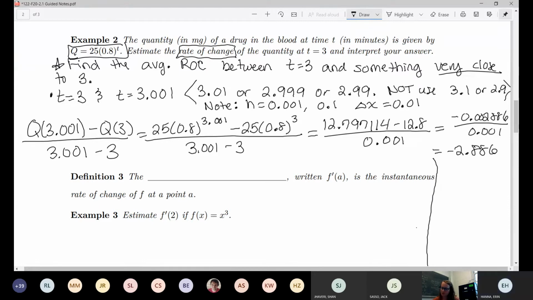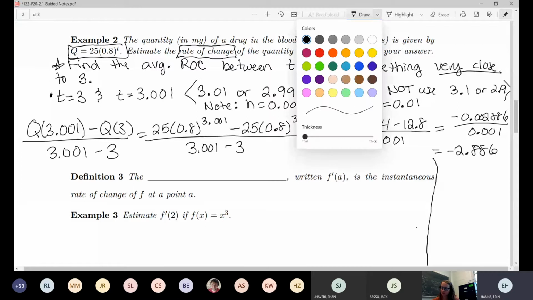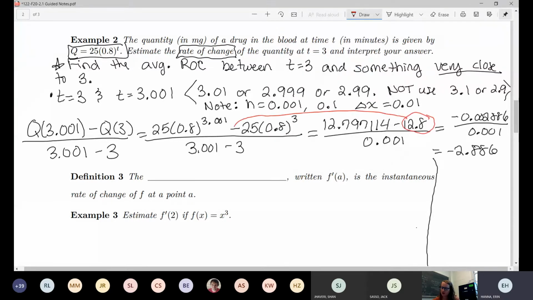12.8? That came from, there's a little thing in the way and I can't reach it, this 12.8 came from the 25 times 0.8 to the third. Is that just registering? Okay, yeah. So the 25 times 0.8 to the third is what gave me the 12.8. And the 12.797114 came from the other one, the 3.001. Anyway, let's declutter that a little bit.